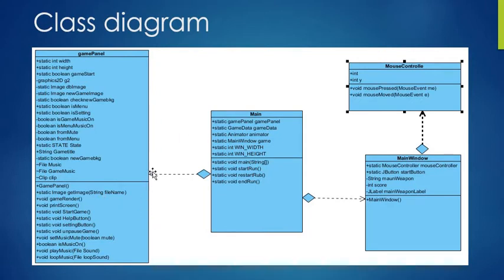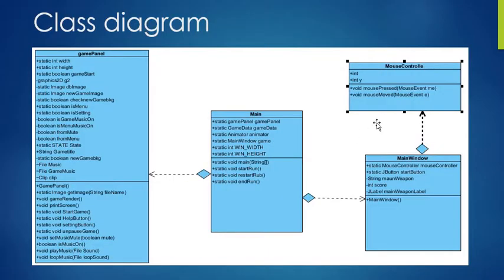Also, as you can see, the game panel is aggregated to the main, and the main window is aggregated to the main. This is on the mouse controller and the main menu, where I designed the buttons. You can see here the start game and quit game buttons. That was built within the main window.